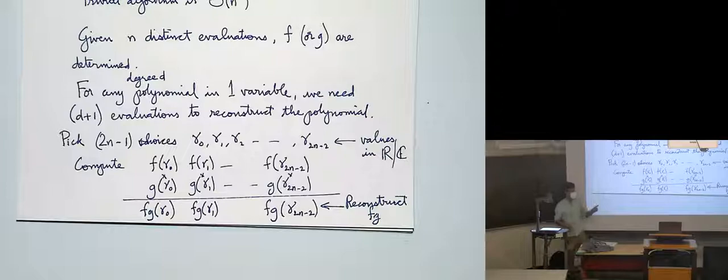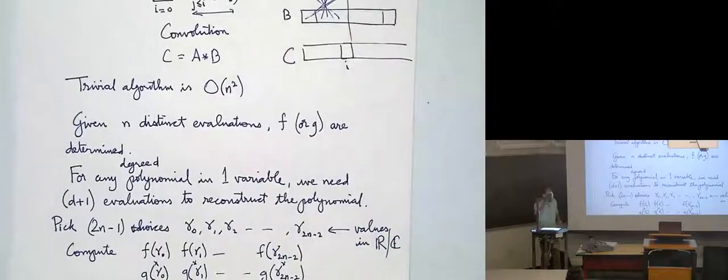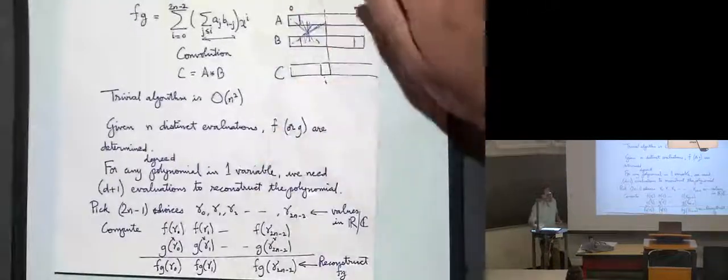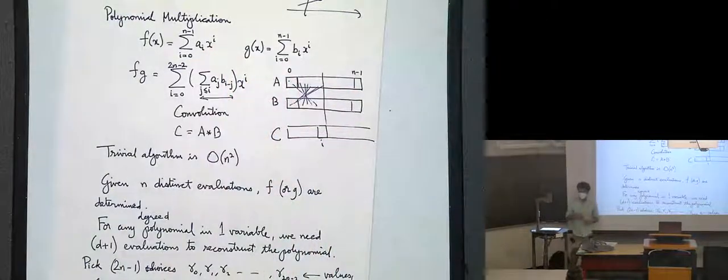So how long does it take to compute a single evaluation of a polynomial? Here's your polynomial. If I want to compute one evaluation, how long is it going to take me? Assume that you can do arithmetic in constant time, just like the way you do it on your computer. If you want to add two things, you just add. Let's say that's constant time. So we're not dealing with the bit complexity of each individual addition or multiplication. We're assuming that you can do it in constant time. How many additions or multiplications do you need to compute f of gamma 0?